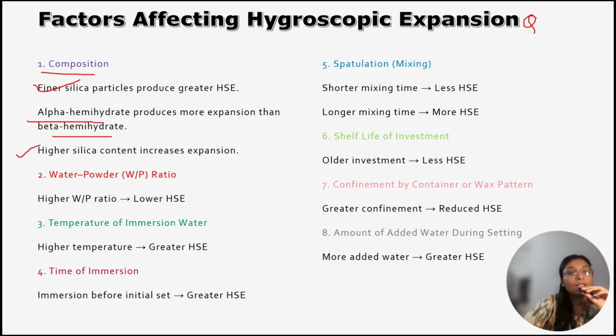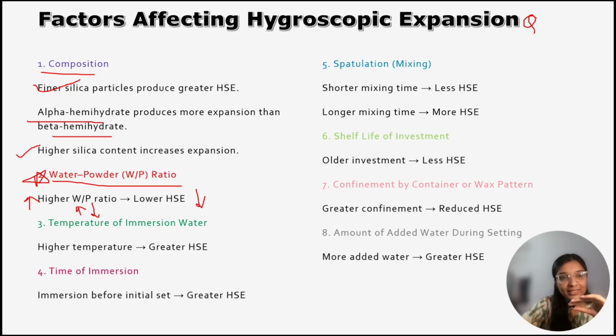Now, water powder ratio, this is an important concept. The higher the water powder ratio, the lower will be the expansion, because the water content will increase and powder will decrease, so the nuclei will decrease, therefore the outward thrust will decrease, and therefore there will be lower hygroscopic setting expansion. Now higher temperature will cause higher expansion.